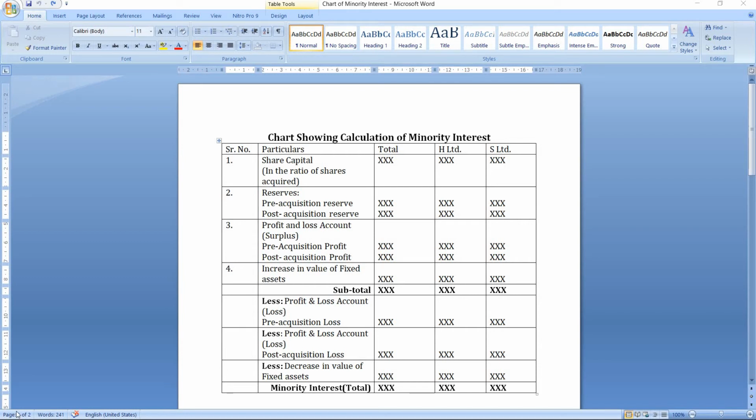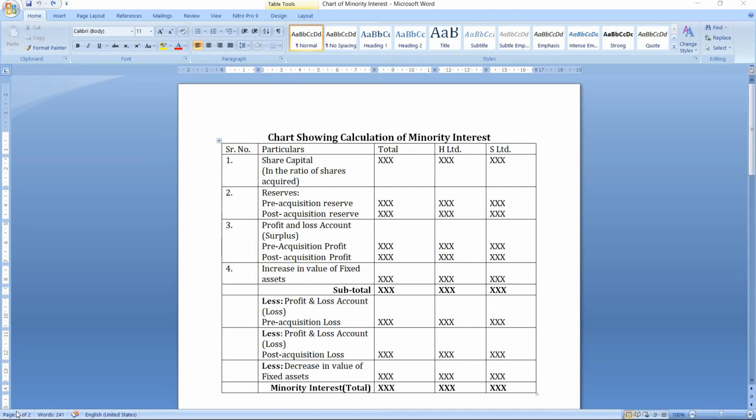Hello students, in today's video we are going to learn the calculation of minority interest. What is this minority interest? It is the interest of minority shareholders in the subsidiary company. Okay, now you will get problems of 5 marks on this minority interest. So let us see how to calculate minority interest.